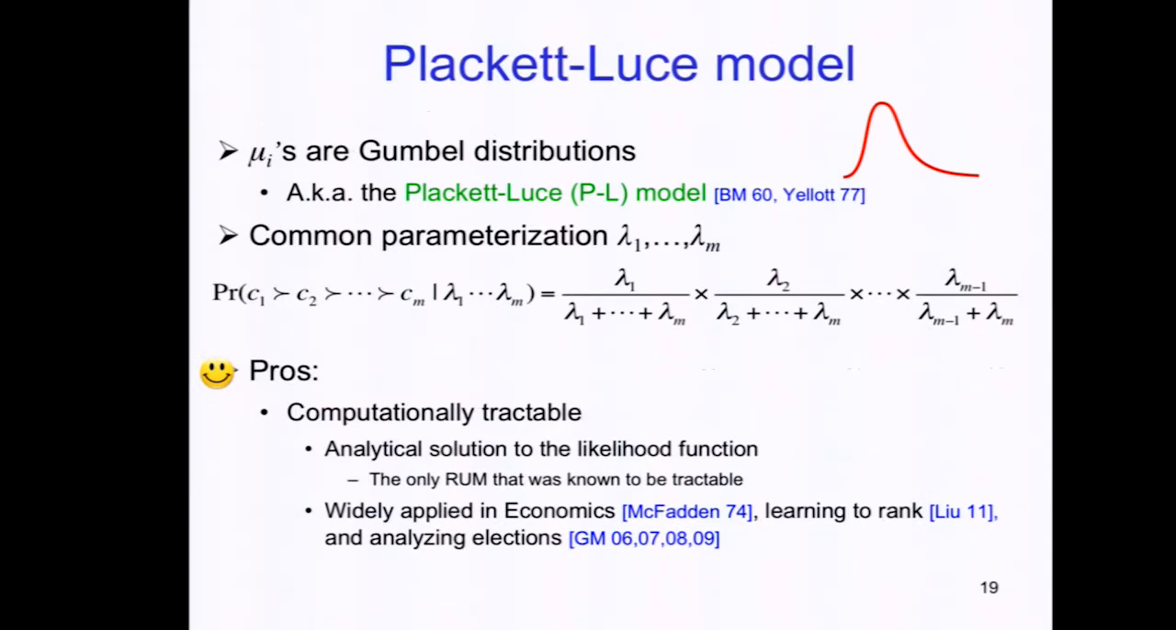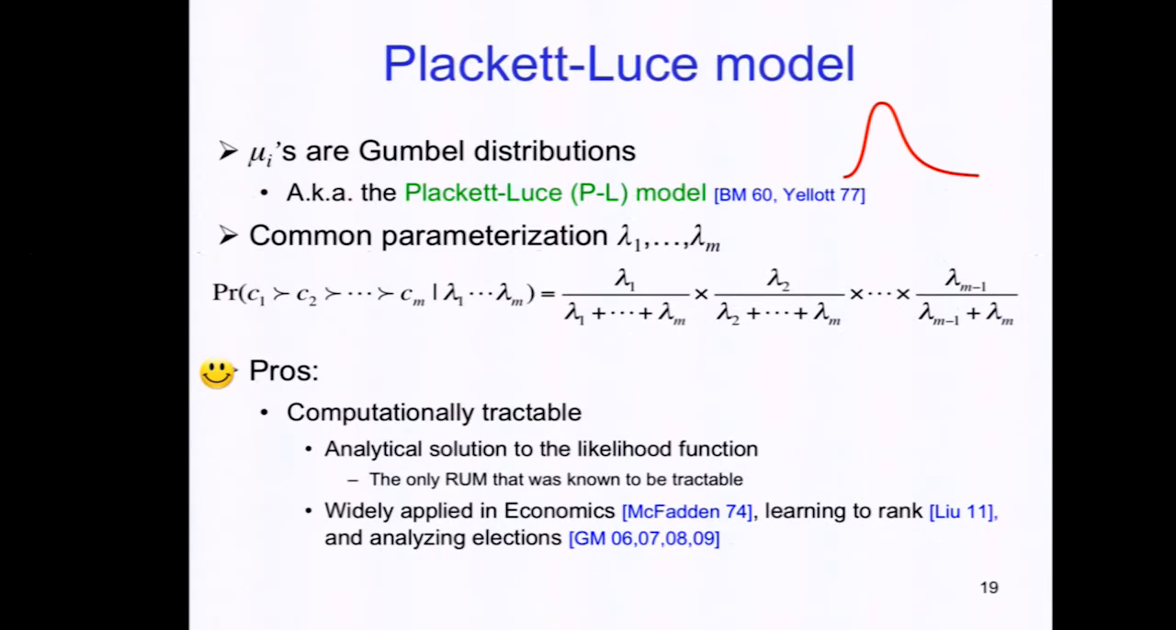And it's actually the only random utility model among this class that is known to be computationally tractable, in the sense that it has a nice formula. Once you have this formula, you can just throw it to MATLAB, for example, or whatever your best solvers are, to compute the maximum likelihood estimator, which is actually what we did in the first place. It's used very widely in economics.